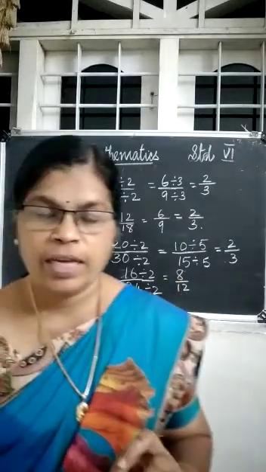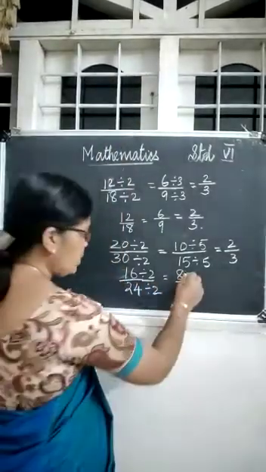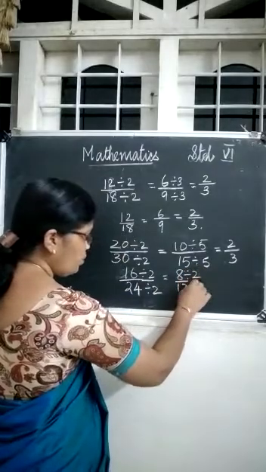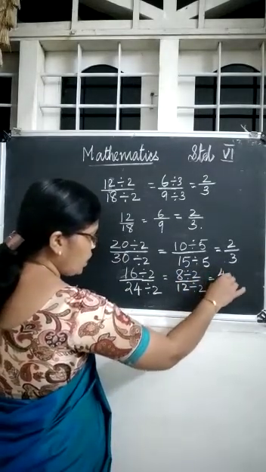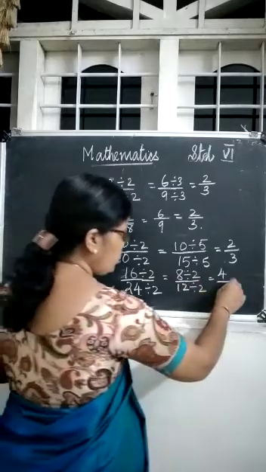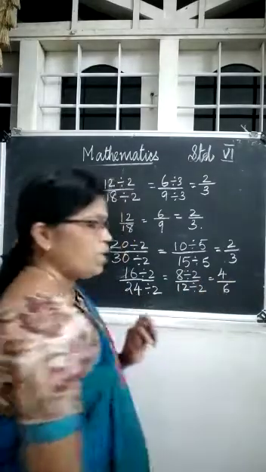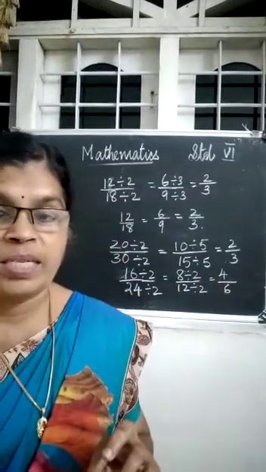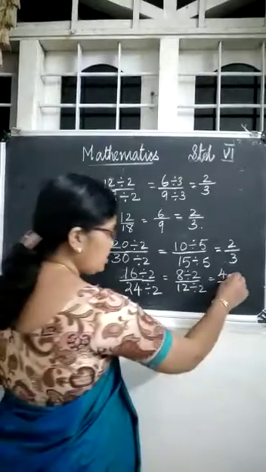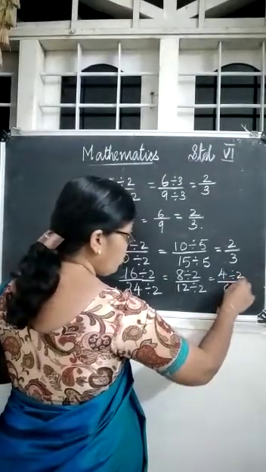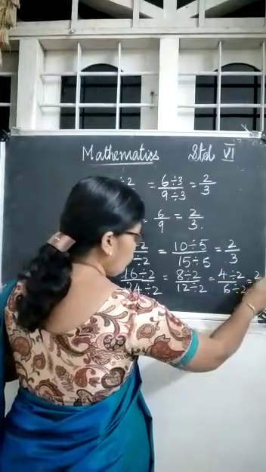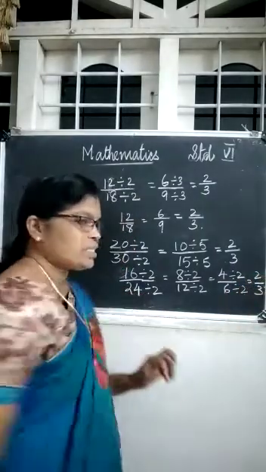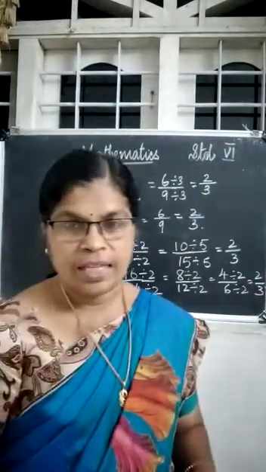Again 12 and 8 we can divide by 2. So let us divide by 2. 8 by 2, 12 by 2. In 8 how many 2s? 4 2s are 8. In 12 how many 2s? 6 2s are 12. Again in 4 and 6 there is common factor 2. Let us divide by 2. 4 by 2, 6 by 2. That's equal to 2 2s are 4 and 3 2s are 6. We got 2 by 3.